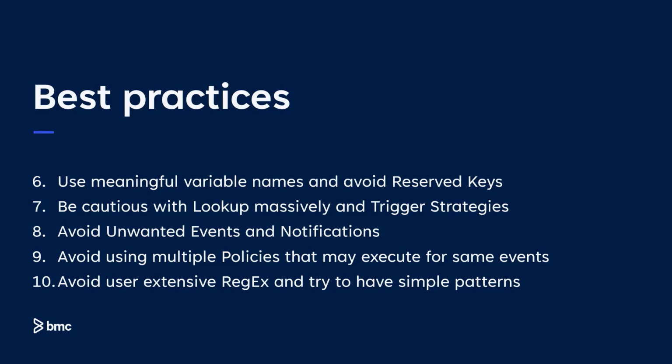Avoid creating out-of-the-box class type events for new aggregate events. Prevent frequent email incidents by using a notification policy with specific selection criteria. Ninth, avoid using multiple policies that may execute for the same events. This can cause a high consumption of resources, which means performance problems. Also, it can be hard to understand.